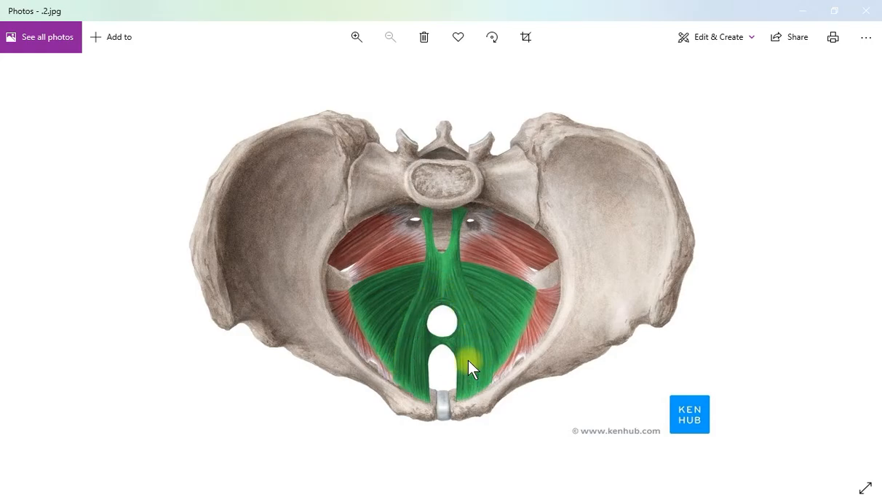It originates from two sets of fibers, anterior fibers and posterior fibers. As I have told earlier, this is the body of the pubis, and this is called the pelvic surface. From the medial side the anterior fibers arise, and from the lateral portion the posterior fibers of pubococcygeus arise. The anterior fibers arise from the medial part, and here is the urethra and vaginal portion in females, and this is the rectum portion.